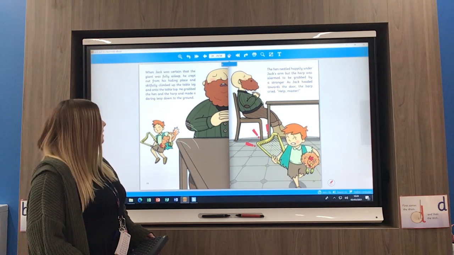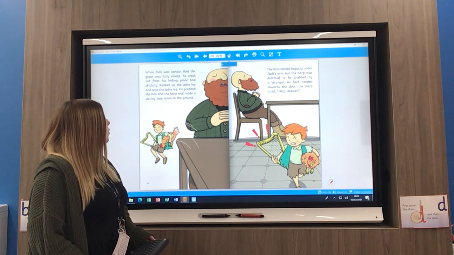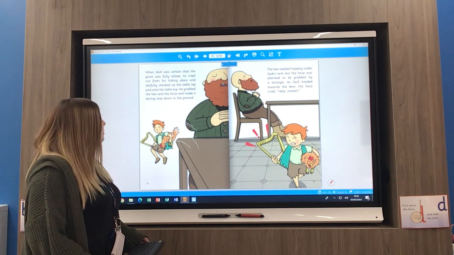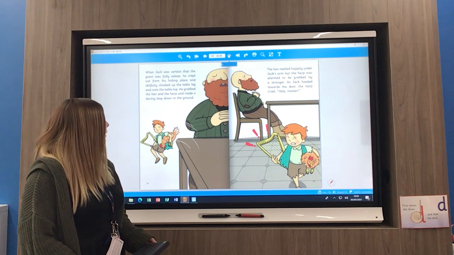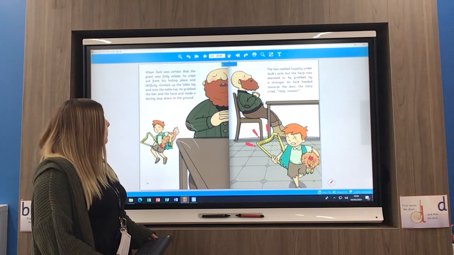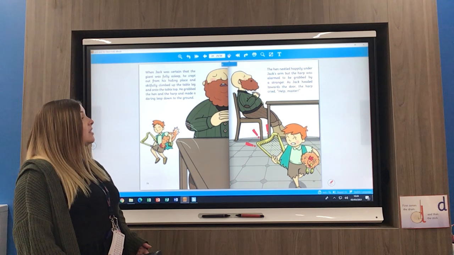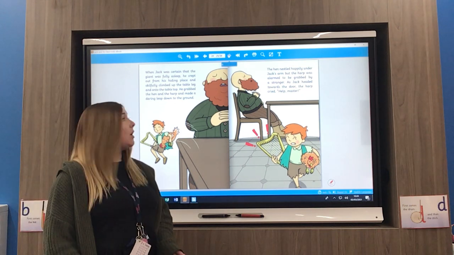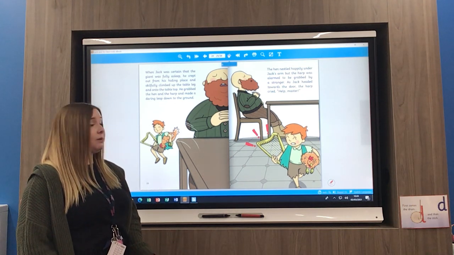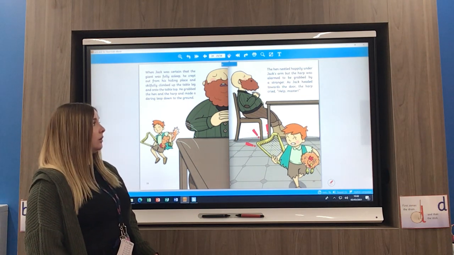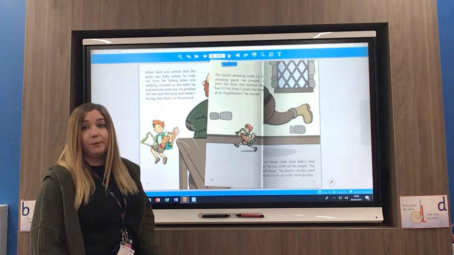When Jack was certain that the giant was fully asleep, he crept out from his hiding place and skillfully climbed up the table leg and onto the tabletop. He grabbed the hen and the harp and made a daring leap down to the ground. The hen nestled happily under Jack's arm, but the harp was alarmed to be grabbed by a stranger. As Jack headed towards the door, the harp cried, "Help, master!"